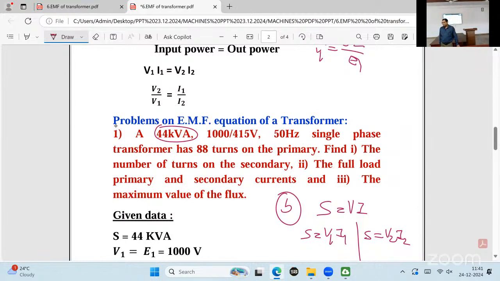Clear? Voltage transformation ratio K formula: E2 by E1 is equal to N2 by N1, which is equal to the voltage transformation ratio K.